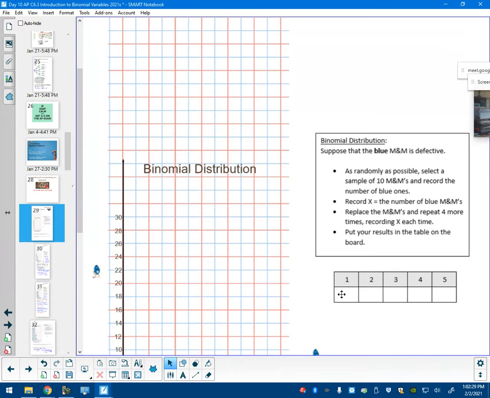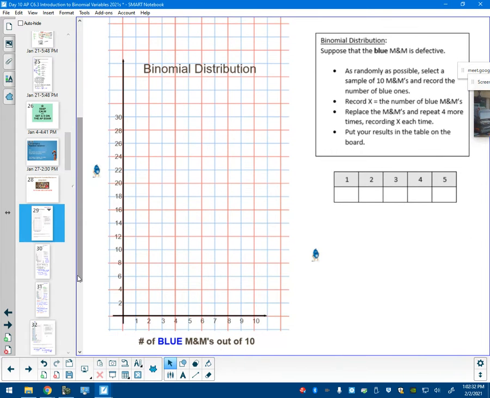So what you need to do, and you're going to do this 5 times, is shake up your M&Ms in your cup, put your hand on the top, and then very carefully pull out 10 M&Ms. You don't want to pull out too many. When you're getting close to 10, you don't want to have to randomly decide what to put back. So my first sample, I had 3 out of the 10 M&Ms be blue. Now I'm going to put all of those back in the cup, shake it up really good, and do it again.